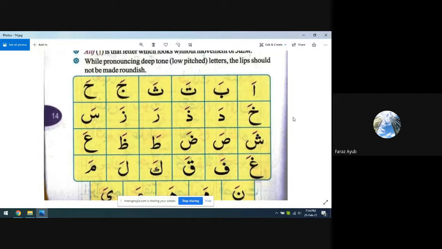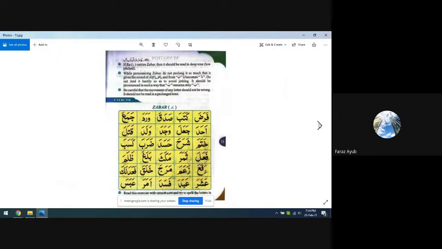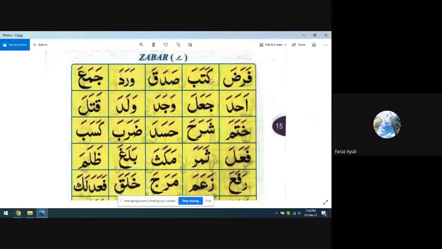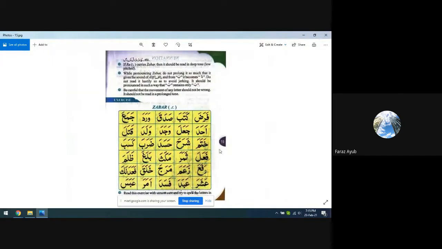After this lesson, we have an exercise of zabar. In this exercise, we practice zabar and how to waqf on zabar. If Faraza is the last word of the ayah and you want to stop on it, you want to waqf on it, then Faraza becomes Faraz. Ahada becomes Ahad. Just like Zaraba becomes Zarab.